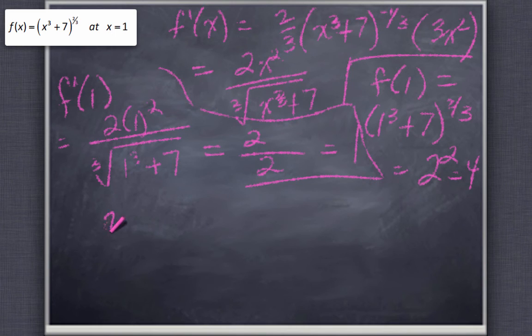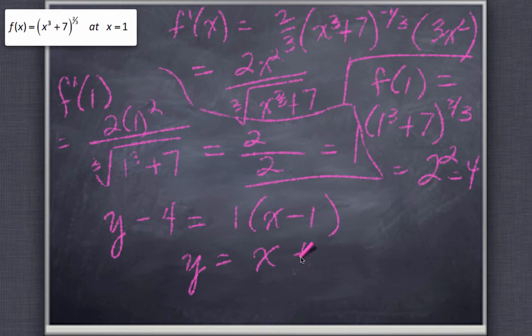So we would have y minus the y value that we know equals the slope times x minus the x value that we know. So y minus 4 equals x minus 1, and if you want it in slope-intercept form, you just add that 4.